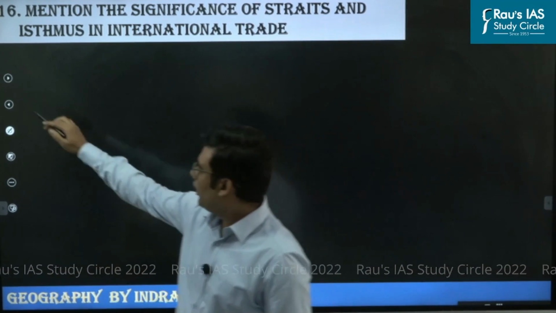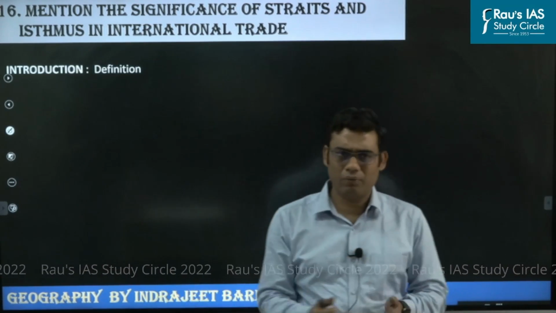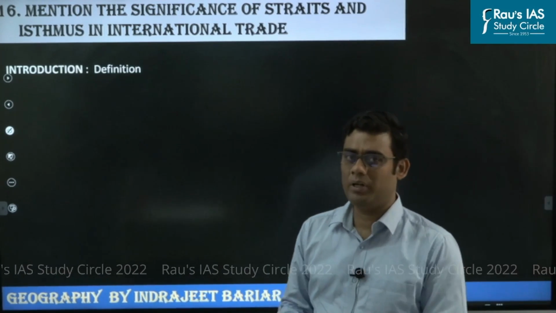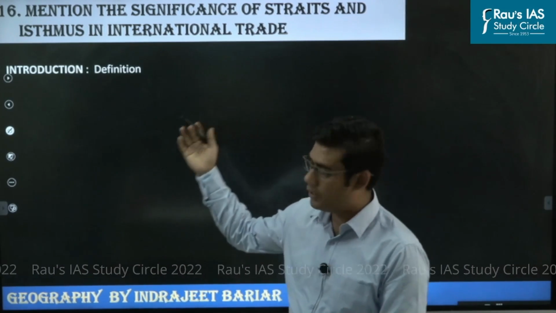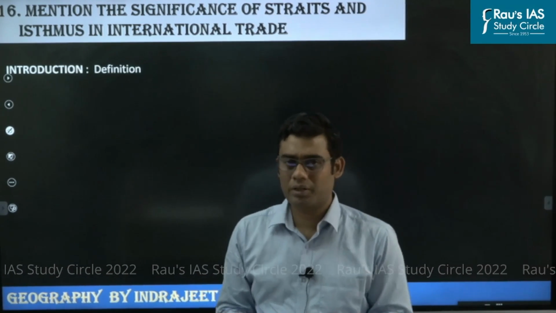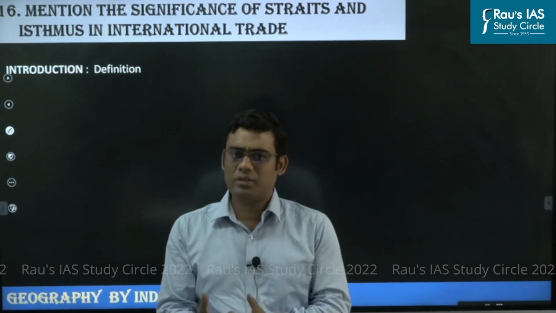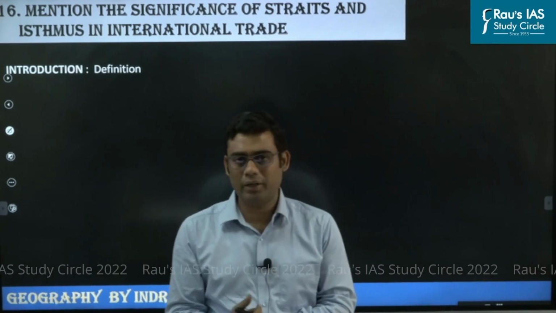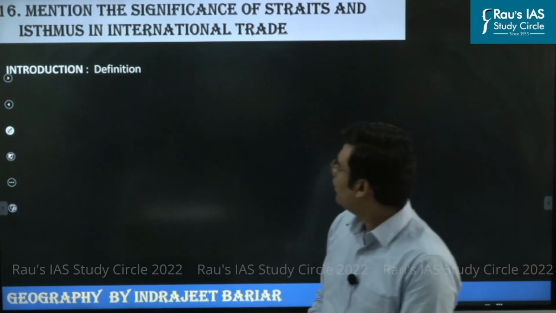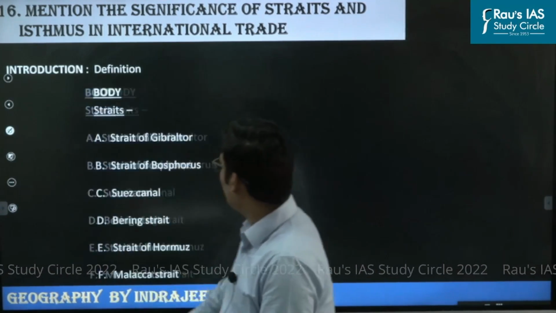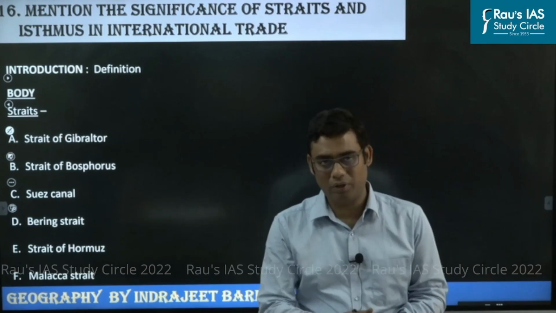So first, to write the answer in the introduction part, one way of introducing the answer would be to write the definition. Here I would mention the definition of strait and isthmus, wherein a strait is a narrow water body connecting two larger water bodies. Isthmus is a narrow strip of land connecting two larger land masses. After this, directly moving on to what has been asked, that is the significance of straits and isthmus. International trade here we are talking about.